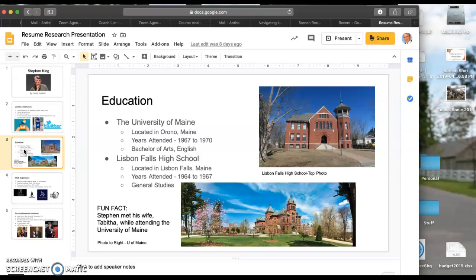He went to Lisbon Falls High School in Lisbon Falls, Maine. I put general studies down there. Most high schools, you're just going to put general studies. Most high schools, you're not going to have a major.